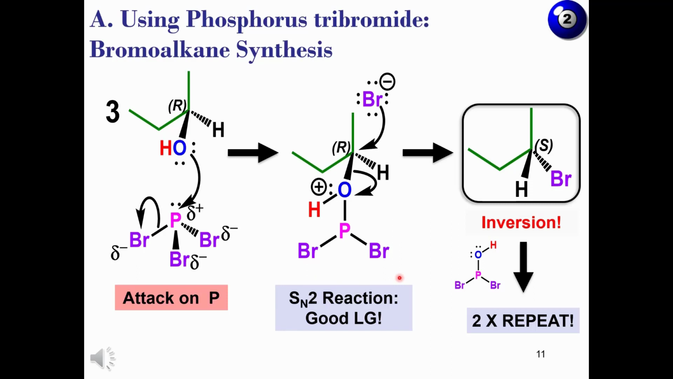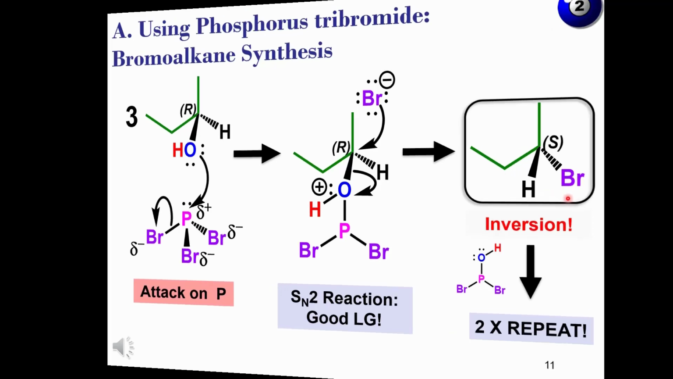The next thing that will happen is that the bromide that's displaced from the phosphorus, this is essentially the nucleophilic substitution part, will come in and kick out that leaving group. Now this happens 2 times over, and there is always an inversion of stereochemistry. It is not essential for you to know the mechanism of this reaction.